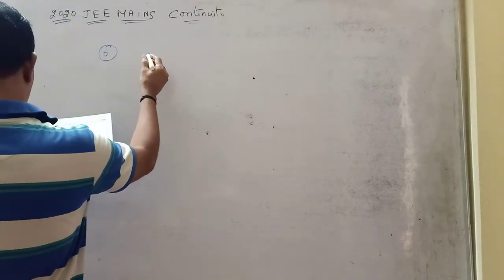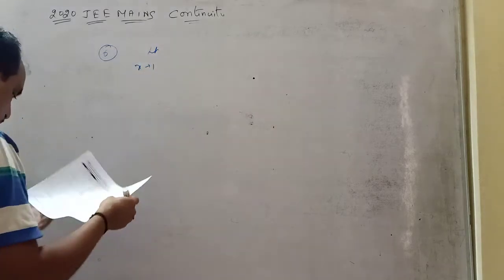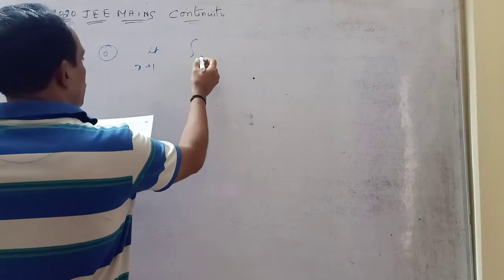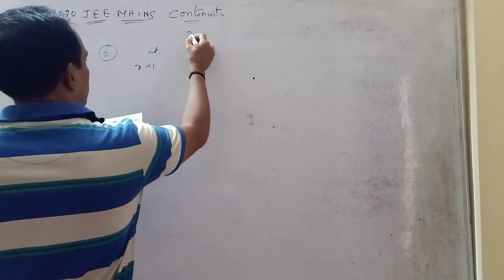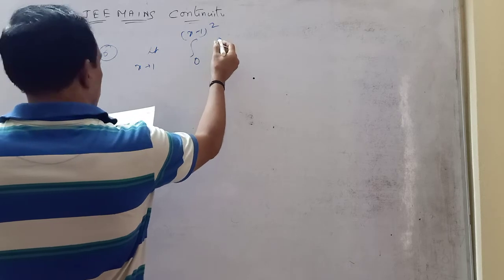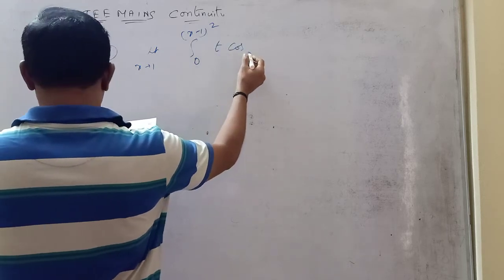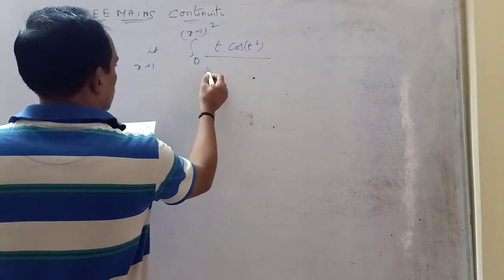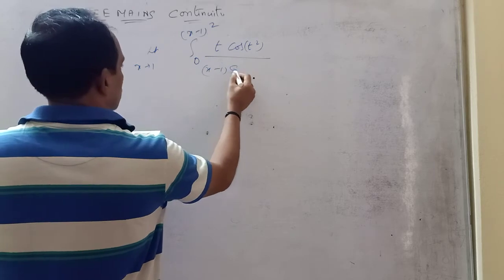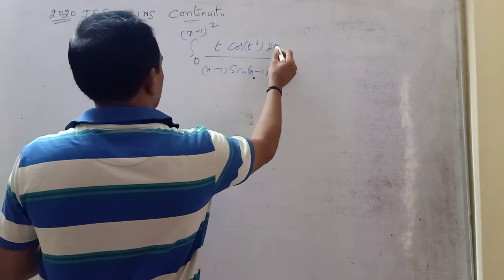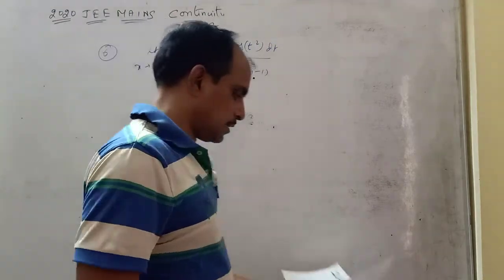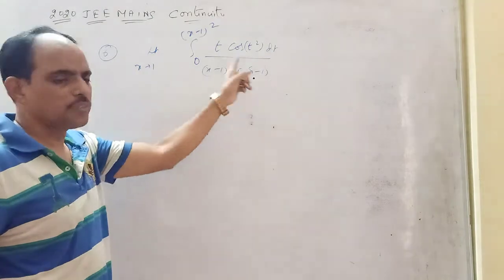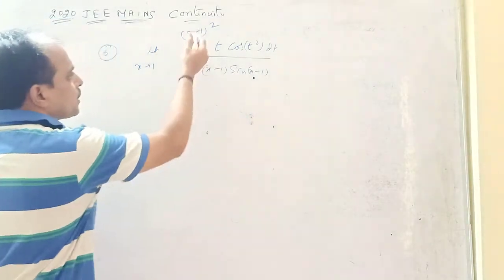6th question. Limit as x tends to 1, the integral, of course it is a question from definite integration, from 1 to (x minus 1) whole square of t cos of t square dt, divided by (x minus 1) into sin of (x minus 1). Then it is a. You see this question, L'Hospital's rule applies, because if you substitute x equal to 1, you will get the denominator 0.